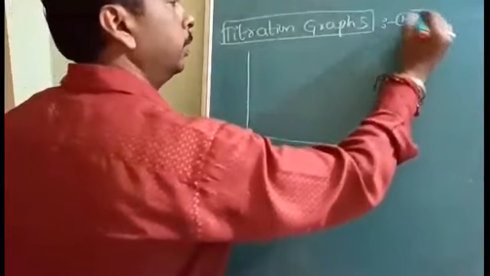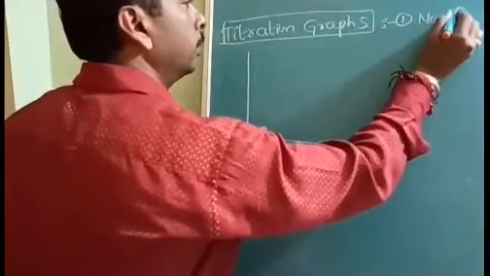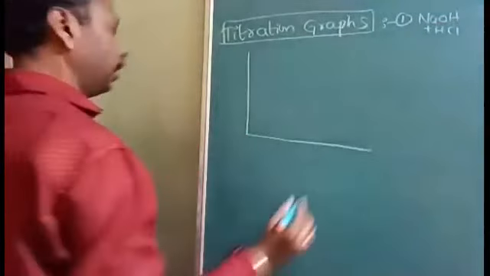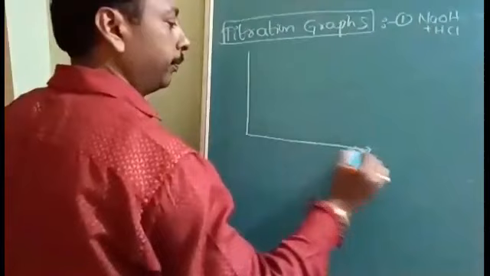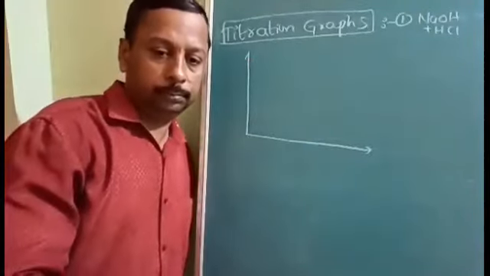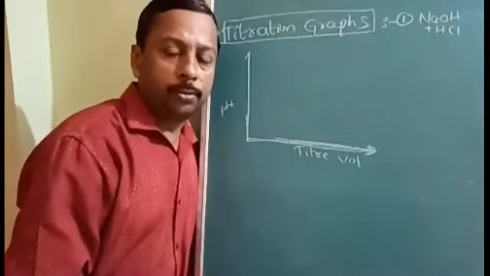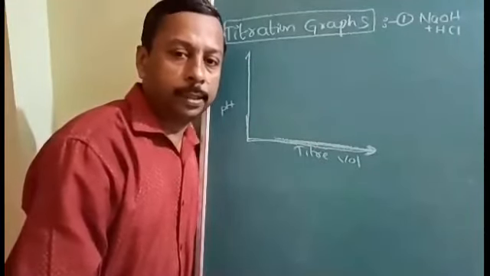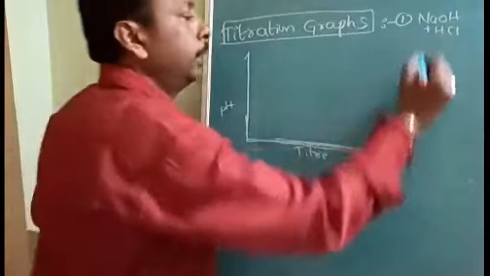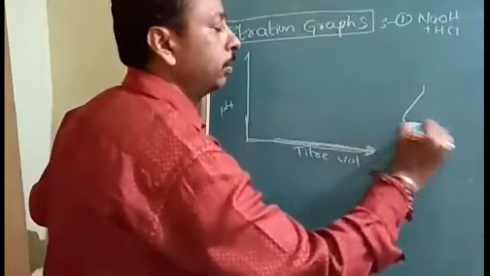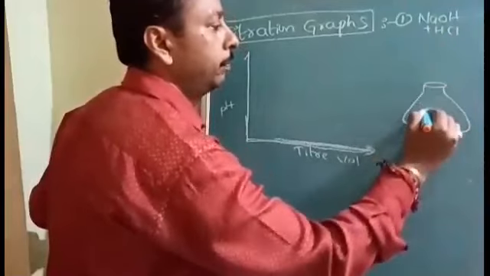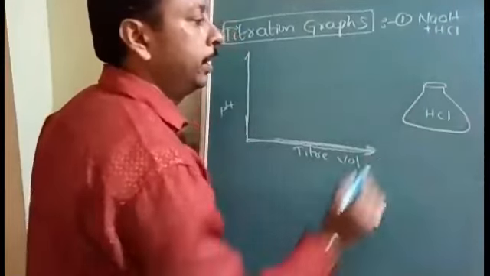So here we are titrating. First example, NaOH with HCl. Understood? Now first we are going to study the titration of HCl with NaOH. What is the difference here? HCl is what we are going to find out. We are going to find the concentration of HCl. We are going to titrate HCl.